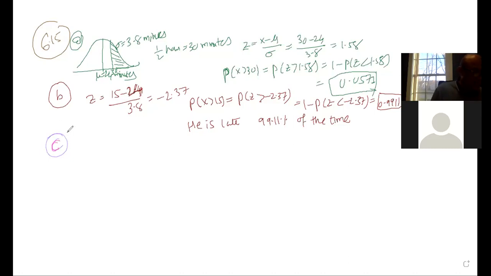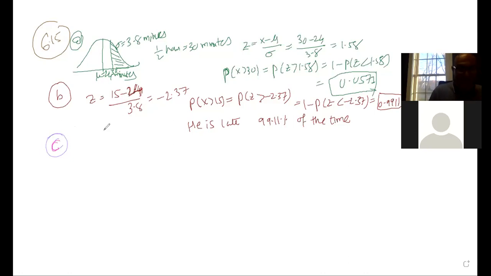It says that if he leaves the home at 8:35 now, 25 minutes before the office starts, the coffee is served at the office from 8:50. Again, 8:50 to 9 a.m. What is the probability that he misses the coffee? That means he has to be over there before 9. Am I right, guys?